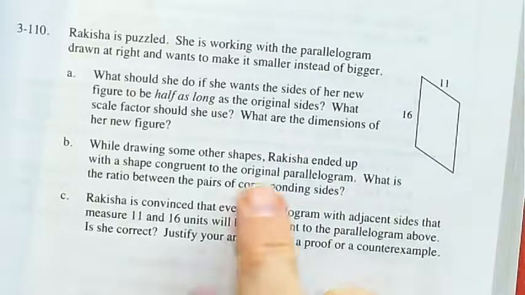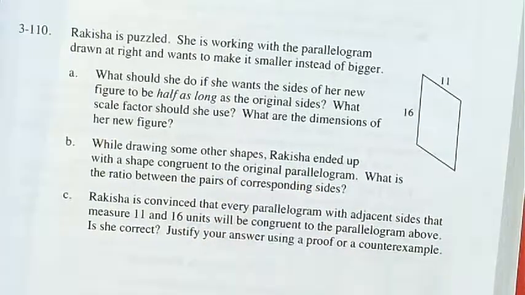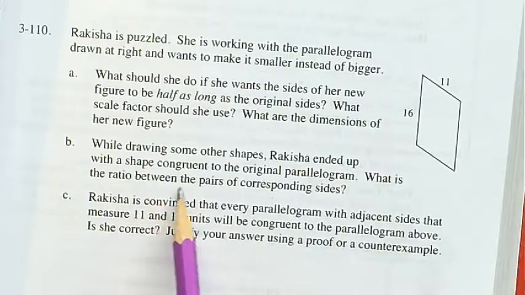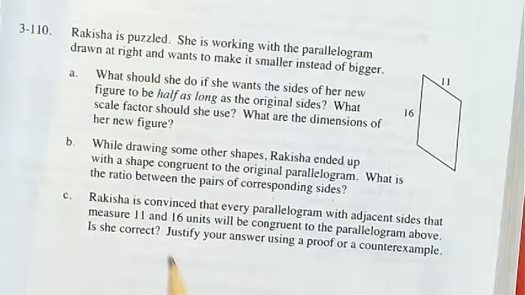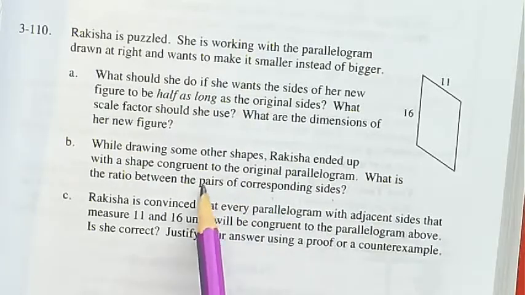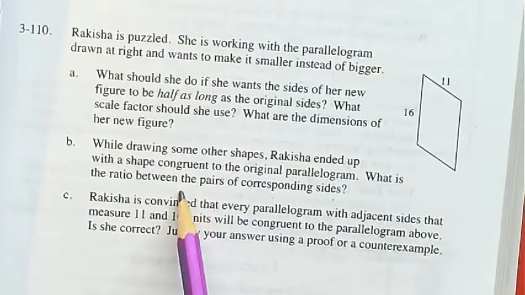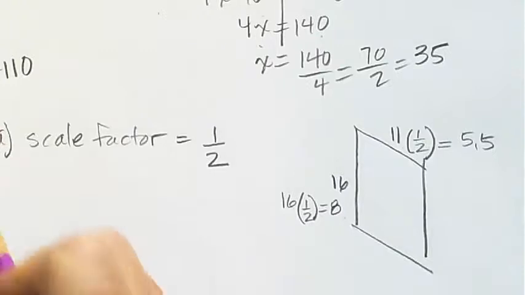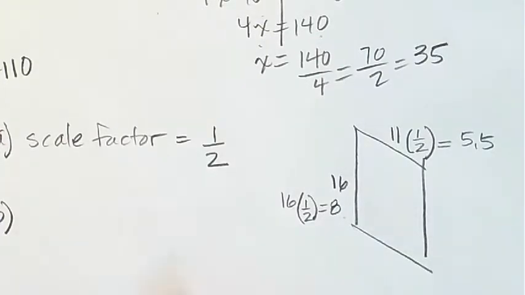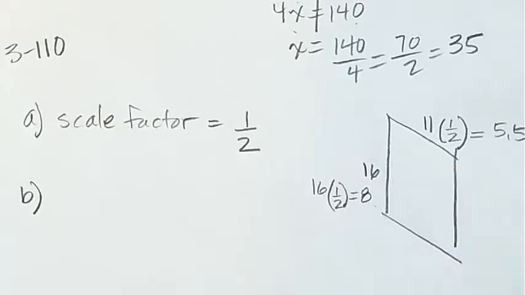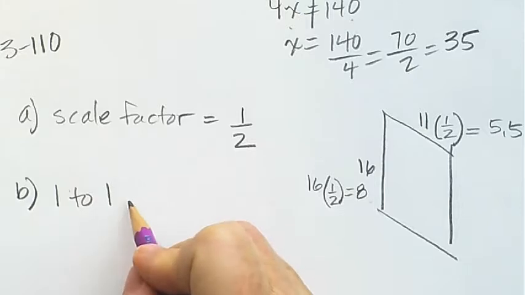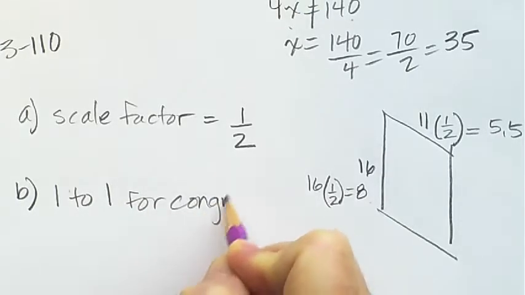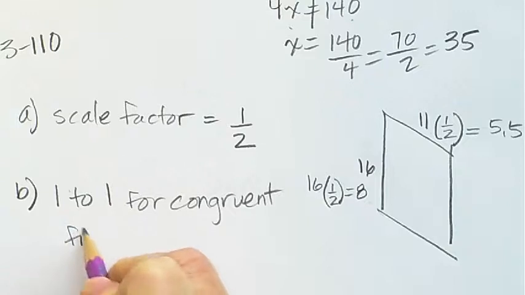While drawing some other shapes, Rakisha ended up with a shape congruent to the original parallelogram. What is the ratio between the pairs of corresponding sides? Well, this may seem like a trick question. She wound up with a shape congruent, so then the ratio would be 1 to 1. If you get a shape that's identical, then if you compare the sides, you're just multiplying by 1. So 1 to 1 would be the ratio for congruent figures.